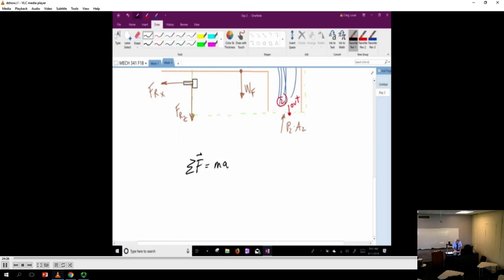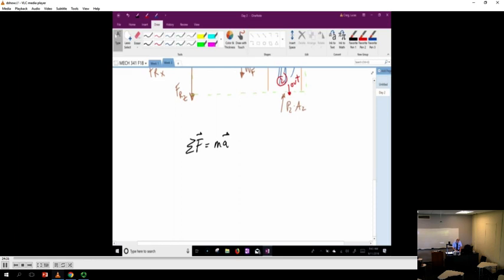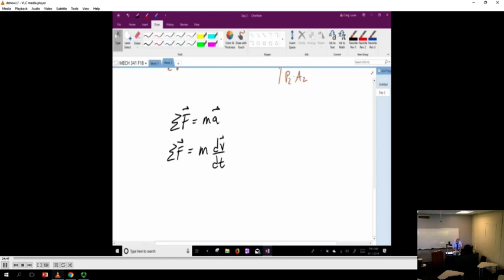Questions so far? I'm going to show you the fundamental equation we're going to get to, but it's good to know where it comes from. I'm going to rewrite acceleration in terms of dv/dt, and I'm going to bring the mass into the parenthesis.